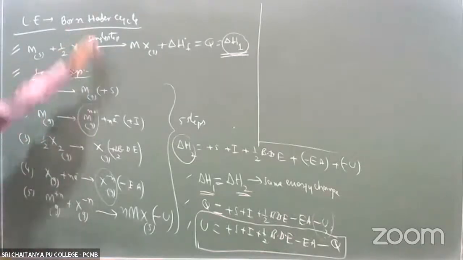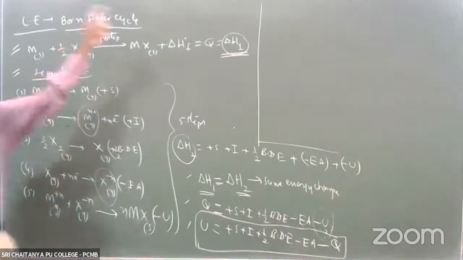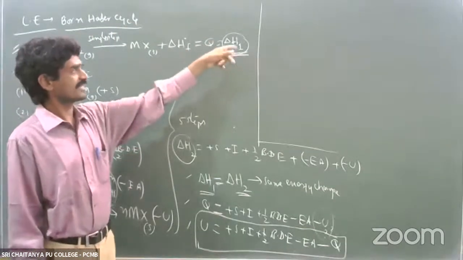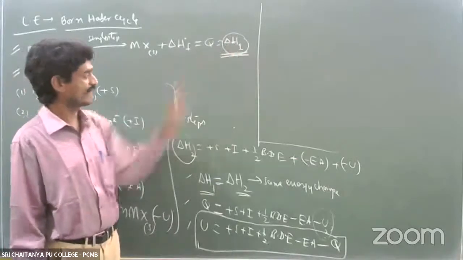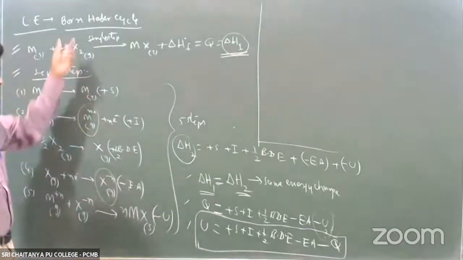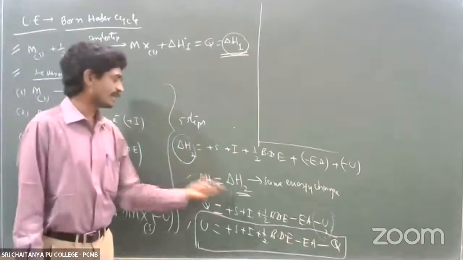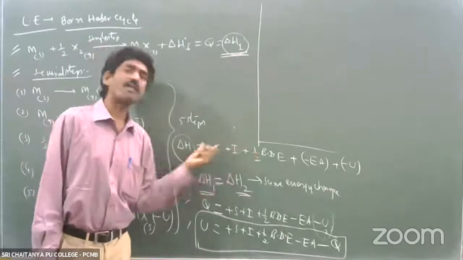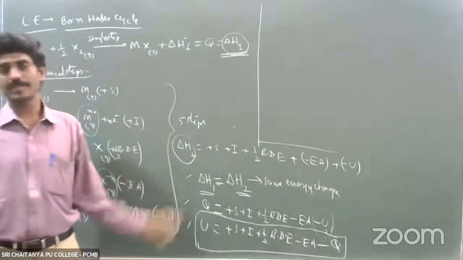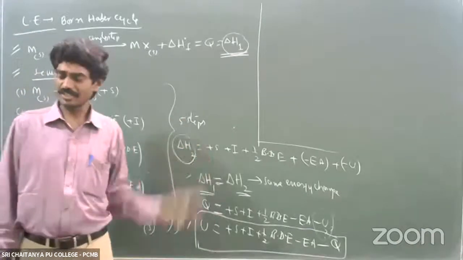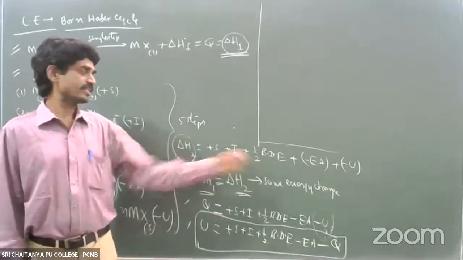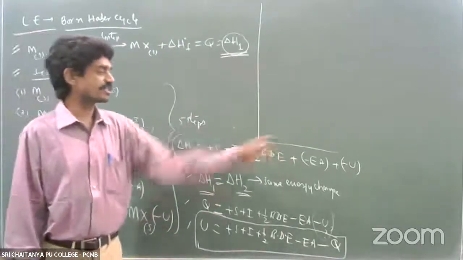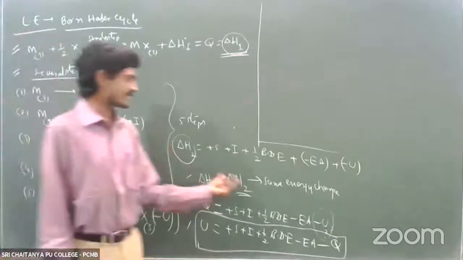Now, the energy change that takes place in a single step, that is the enthalpy of formation, is denoted by the letter Q. So we can represent it as enthalpy delta H1, and all the 5 steps are represented as delta H2, and delta H1 is equal to delta H2. What is delta H2? Delta H2 is nothing but the sum of all these values: sublimation energy, ionization energy, and bond dissociation energy, these are all positive, and electron affinity and lattice energy, these are negative. So delta H1 is equal to delta H2.